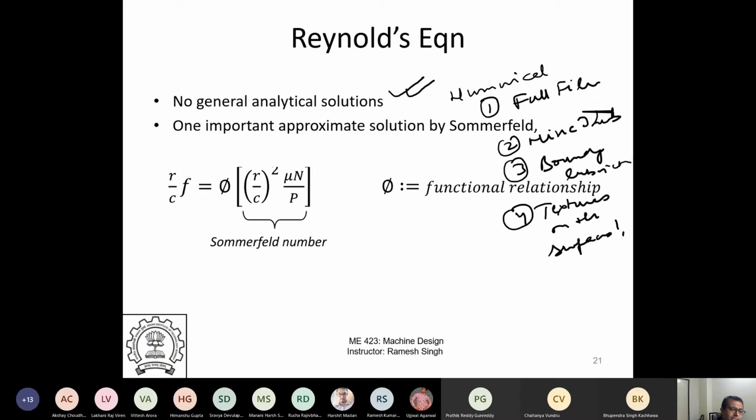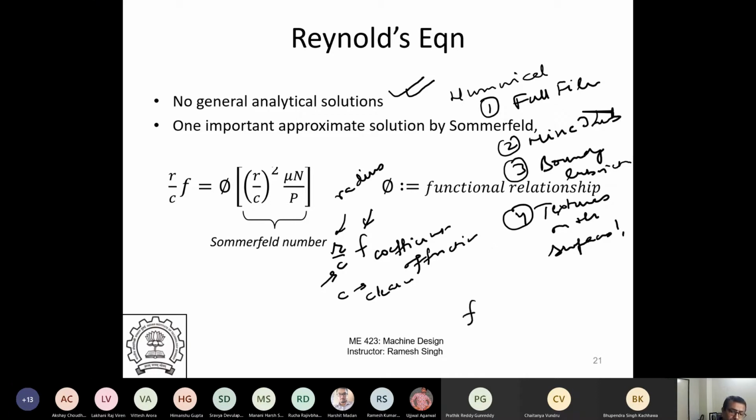But a general approximate solution is that R C over F is some function of R over C squared times mu n over P. Here R is the radius of the journal, meaning the radius of the shaft, or the sleeve also you assume to be the same, and C is the clearance. And this is the Sommerfeld number.